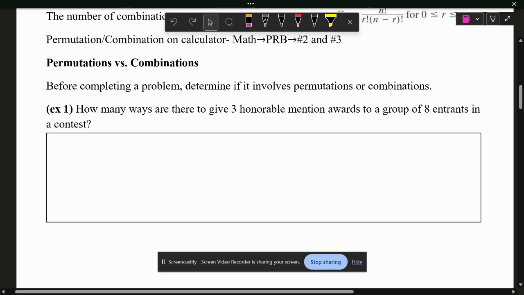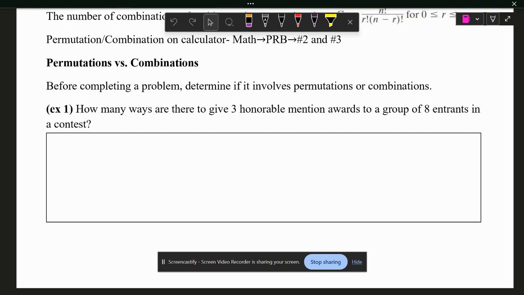Permutation versus combination. I'm going to read each of these next 3 examples, and in your head, I'm going to give you a pause. I want you to think, does order matter or does order not matter? Because that's going to determine whether you're using a combination or a permutation. How many ways are there to give 3 honorable mention awards to a group of 8 entrants in a contest? Permutation, combination, combination. Order does not matter.